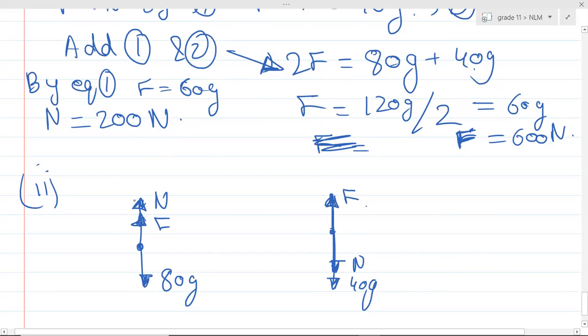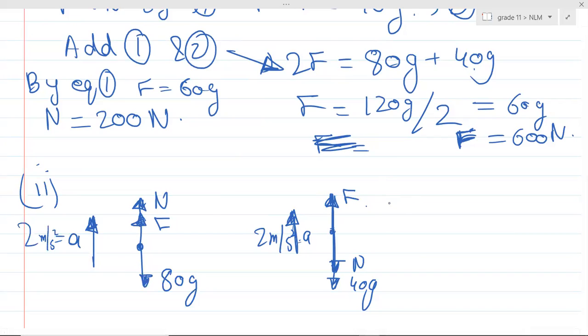Yes or no? But the only difference will be it will not be at rest. It will be moving upward with an acceleration of 2 meter per second square. And here also this lift is also moving with an acceleration of 2 meter per second square. Are you getting my point guys? So this is the only difference in the first case and the second case. Make the equations again in this case and then try to solve. Is this clear? I'm leaving the second question as the homework for you. Second part.